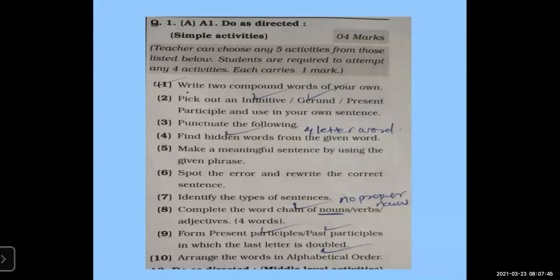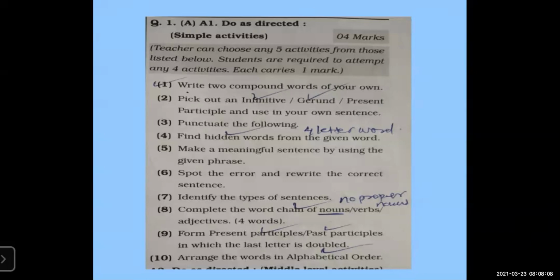Let us see. Complete the word chain of nouns, verbs, adjectives. This we are going to see in detail. Forming the present participle and past participle of words in which the last letter is doubled. We are going to see this also. And arranging words in alphabetical order. This we have seen last time.